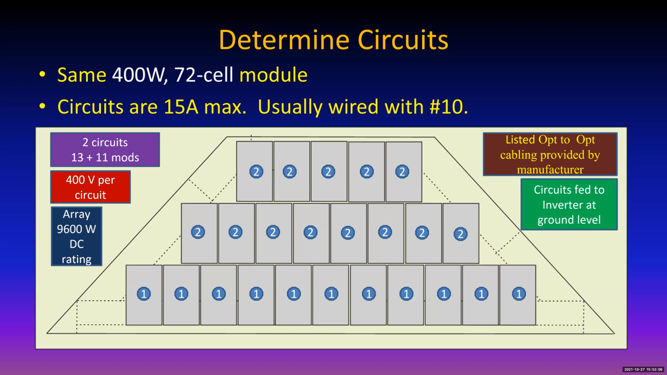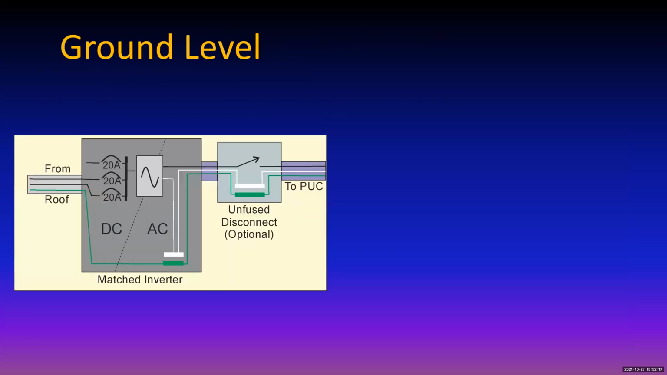And the circuits feed the inverter at the ground level, just like we just looked at with the microinverter circuit. So here's our ground level, same thing, except now we have an inverter rather than a combiner, but it does combine the DC output from the optimizers on the roof in 320 amp circuits, okay. They're not going to have 20 amps on those circuits, but they're 20 amp circuit breakers, okay.